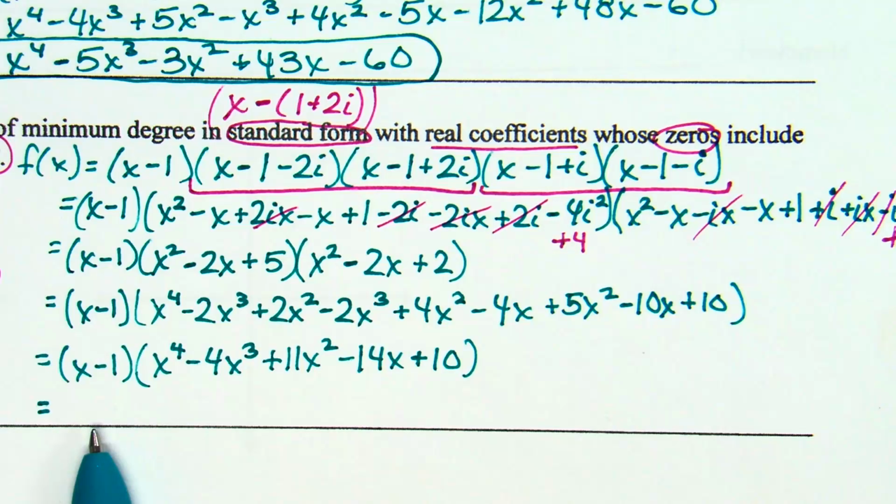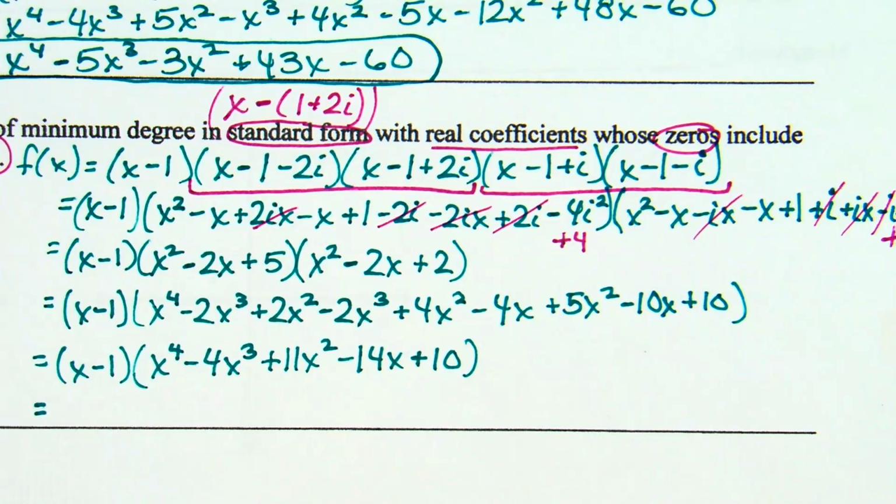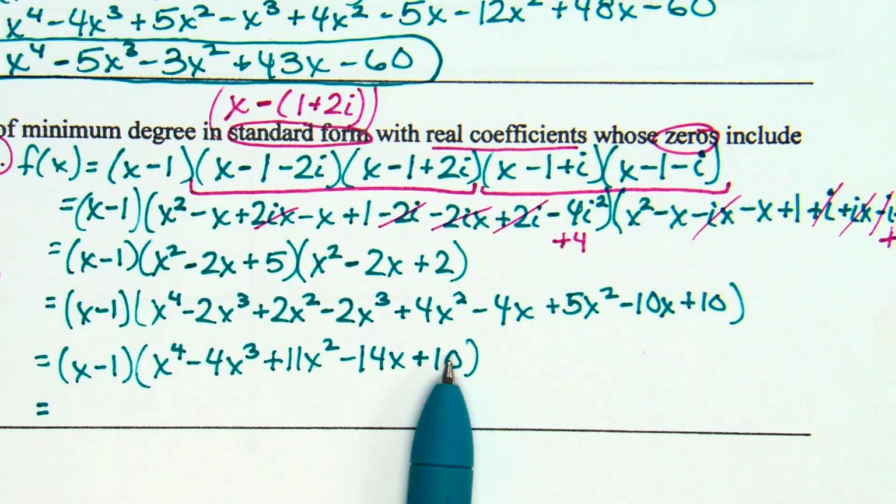Too late now. Okay, I'm going to take the x and distribute it to everything, which that's easy, right? That just means all my powers go up 1. So it becomes x to the 5th minus 4x to the 4th plus 11x to the 3rd minus 14x squared plus 10x.